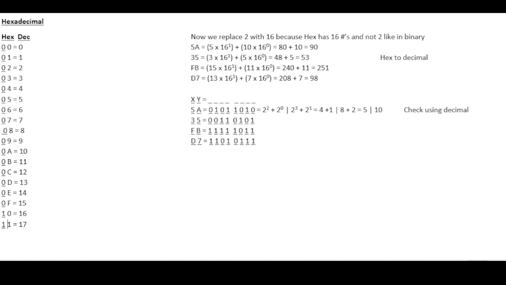What about D7? D is equivalent to the number 13 times 16 to the power of 1. 7 is 7, so 7 times 1, you get 7. So 208 plus 7 is not 98, but 215. Okay, so this is again from hexadecimal to decimal.